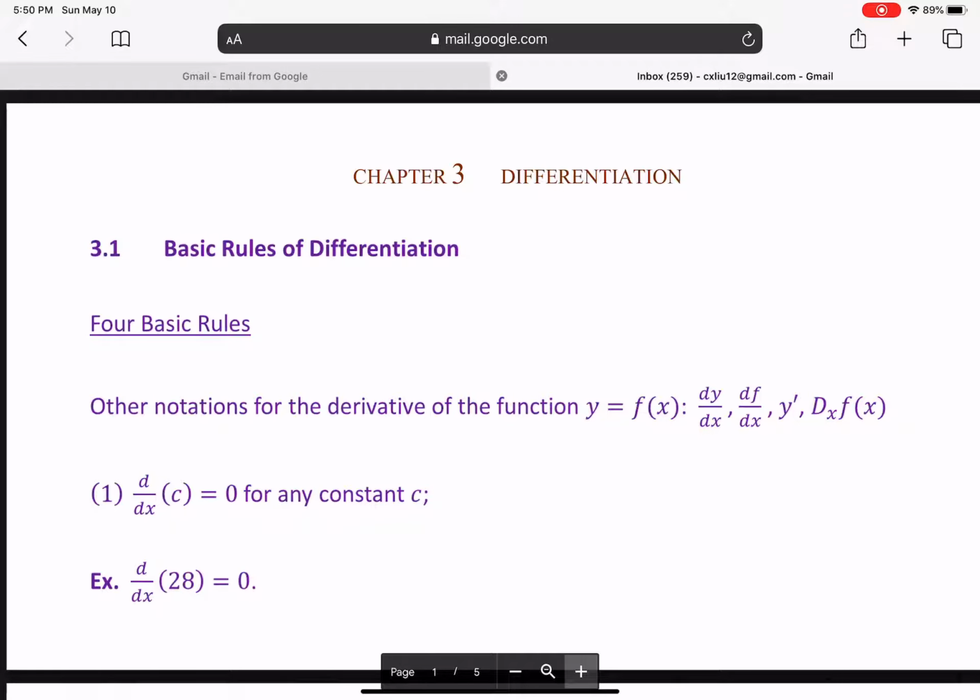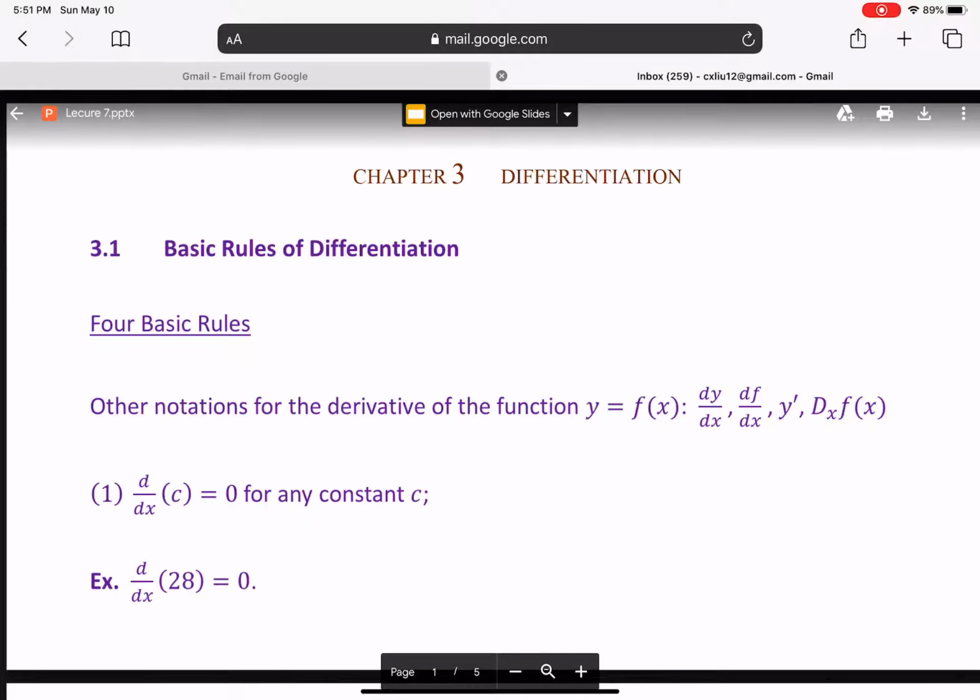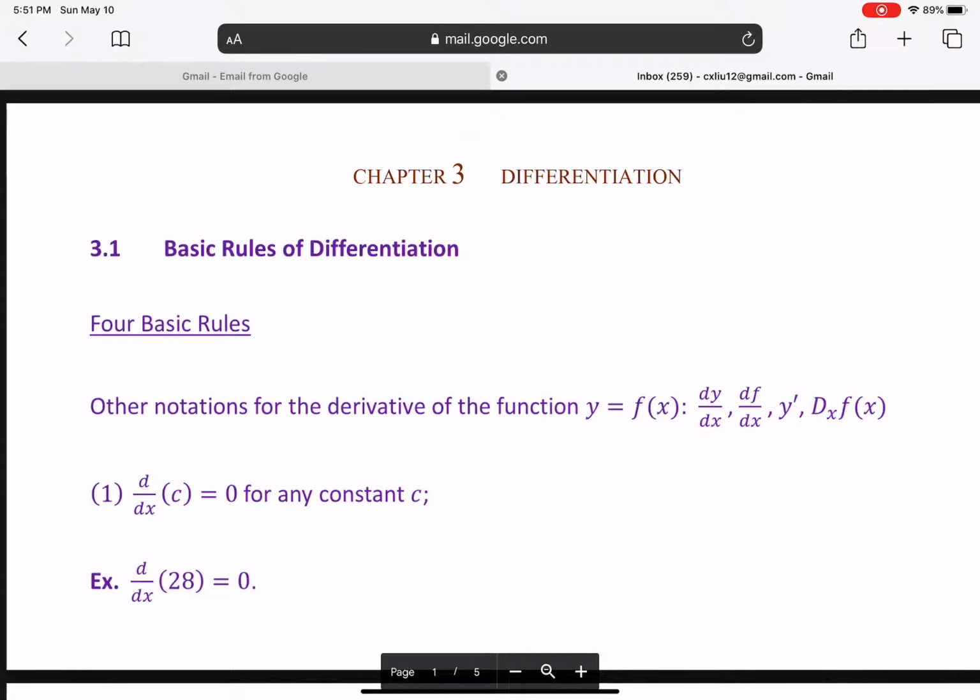Before I introduce those rules, let me just talk about other notations for the derivative function. We can use f prime as we did before for the derivative of function f. But we can also use dy over dx, or df of dx, or y prime, or even capital D sub x f. And they all mean the derivative of the function f. So in this section, we're going to use the d over dx notation.